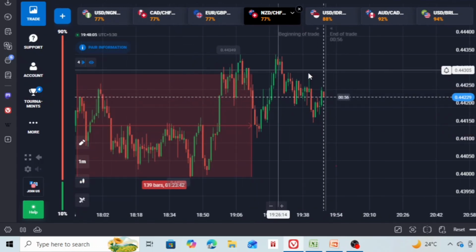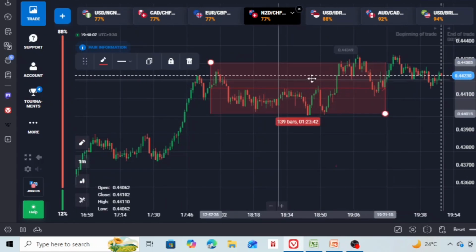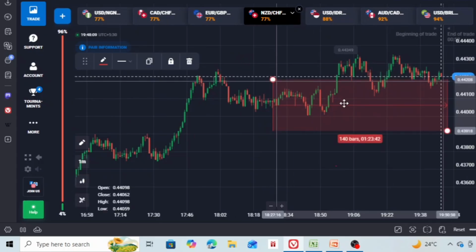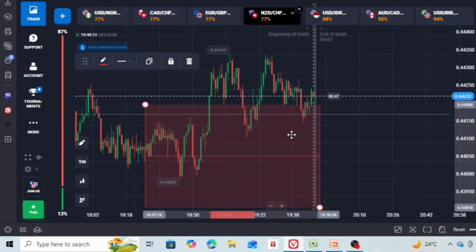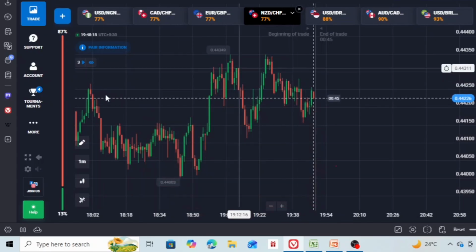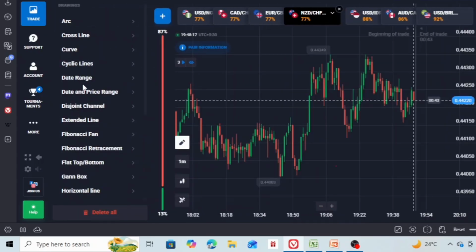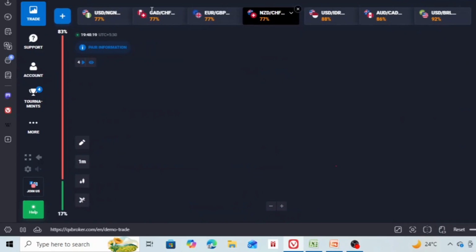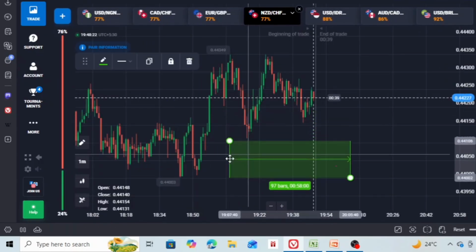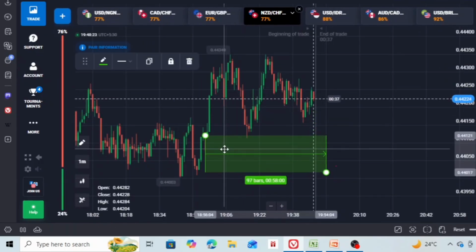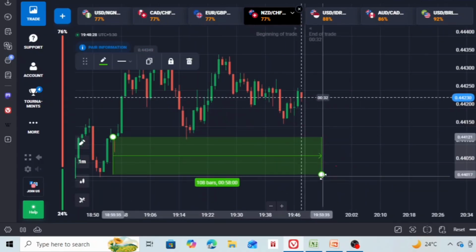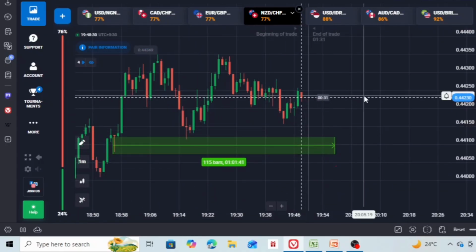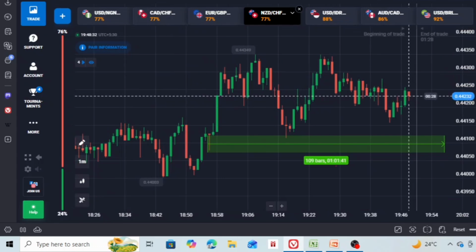Okay, so this range has been broken out, and then the market has already mitigated the weak order block. I guess we can tag this with SD order block. This will be the first order block after the inducement.